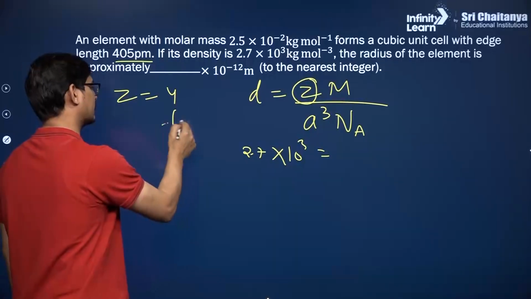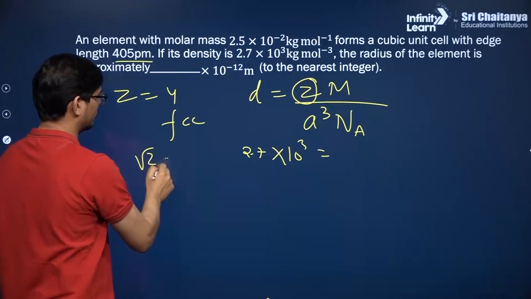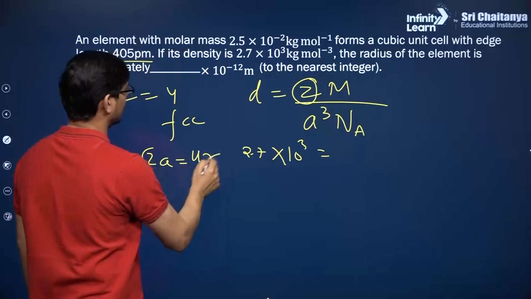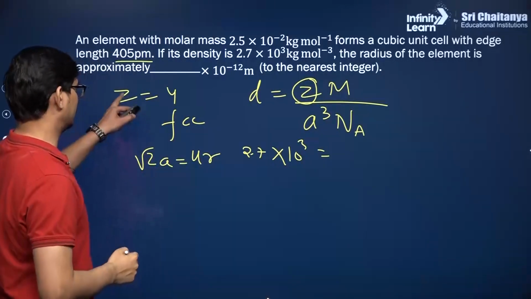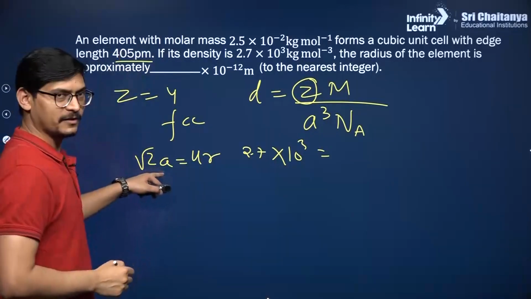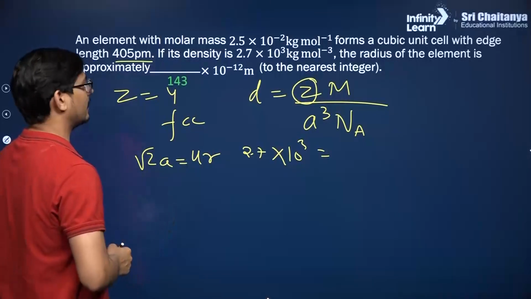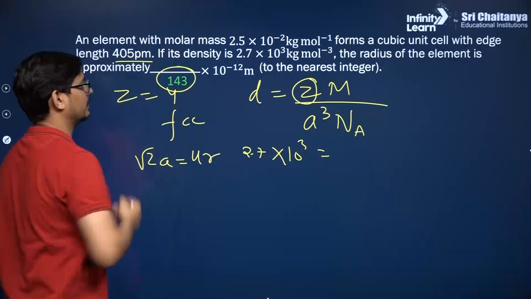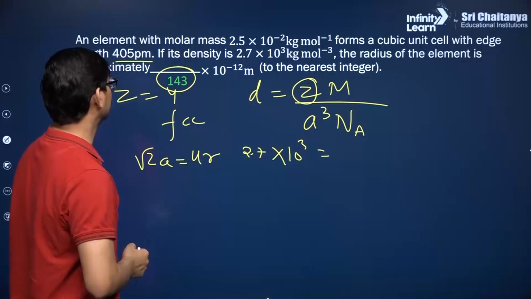Now we know that 4 is FCC, right? And that is root 2 a is equal to 4R. So use this formula, right? Edge length is given 405 picometer. From here, calculate the value of R. The radius of the element will come out to be approximately 143 picometer.